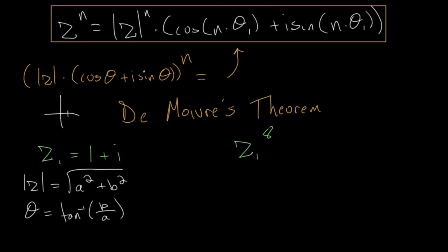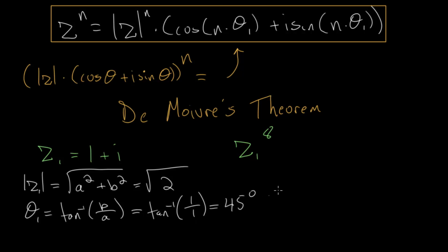So we can plug in what we know into our formulas. We essentially have 1 for both our real part and our imaginary part. So the magnitude of our complex number z1 is the square root of 1 squared plus 1 squared, which is the square root of 2. And its angle is the inverse tangent of 1 divided by 1, or the inverse tangent of 1, which if you evaluate this on a calculator, you get 45 degrees.